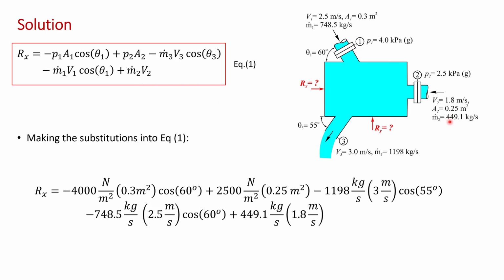So 449.1 kilograms per second times 1.8 meters per second. And if you do the math on this, you can check my arithmetic here, you get minus 2,160 newtons. And the negative sign means that Rx is actually in the opposite direction. So it should be written as Rx equals 2,160 newtons to the left. And that's the answer for the reaction force in the x direction.